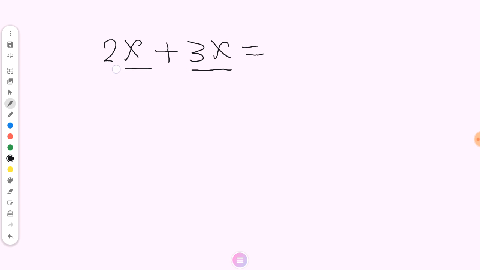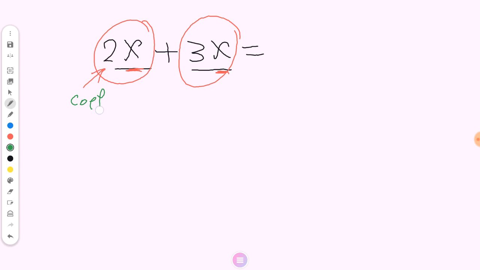This is called like terms. This is a mathematical expression, by the way. It has 2 terms. First term is 2x, second term is 3x. First term has the variable x, second term has the variable x, so we call them like terms. How to add like terms? Actually, the number next to x is called the coefficient. Okay, it's called coefficient.